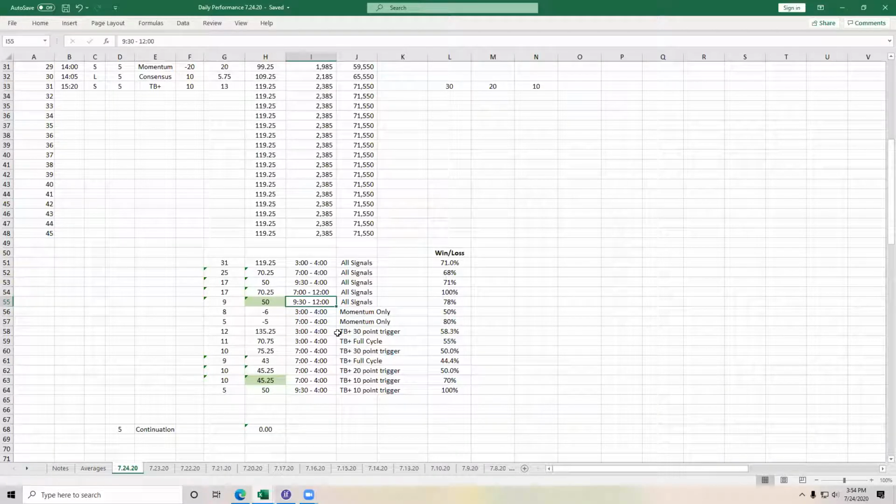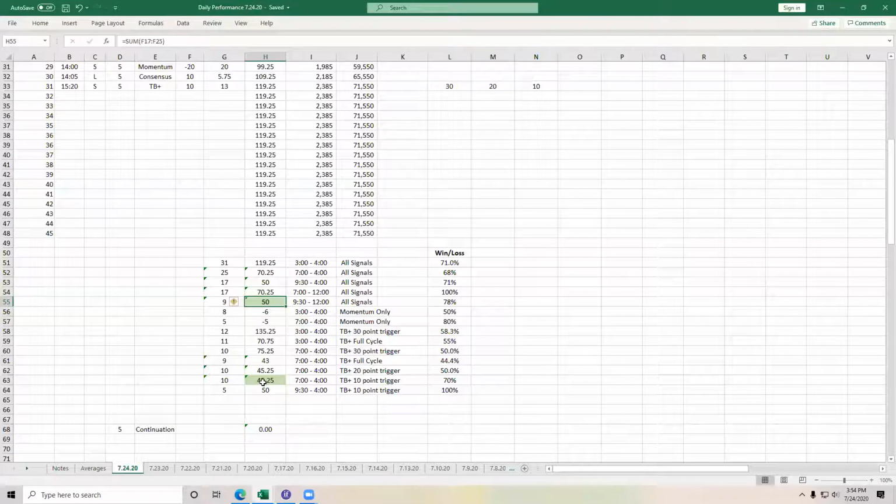So we track 9:30 Eastern to noon Eastern, and we take a look at how many total trades were produced during that time if you were to take all of the entry signals, all consensus signals, all trend bias signals, and all momentum signals. And then we look at on the NASDAQ 100 futures, how many points of profit were produced. Each point is worth $20 per contract.